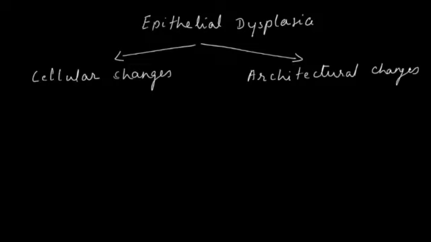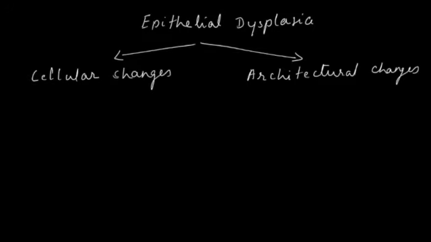grading epithelial dysplasia. In this video, we will be discussing cellular changes, and the first change is nuclear hyperchromasia, where hyper means more and chroma means color. Here the nucleus takes up a darker stain in an H&E stained section in dysplastic epithelium.